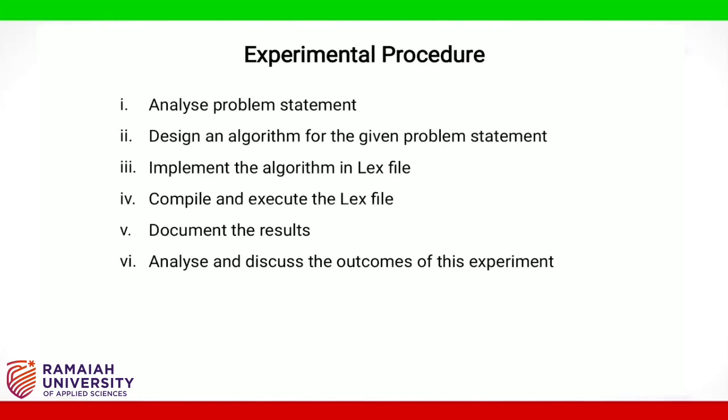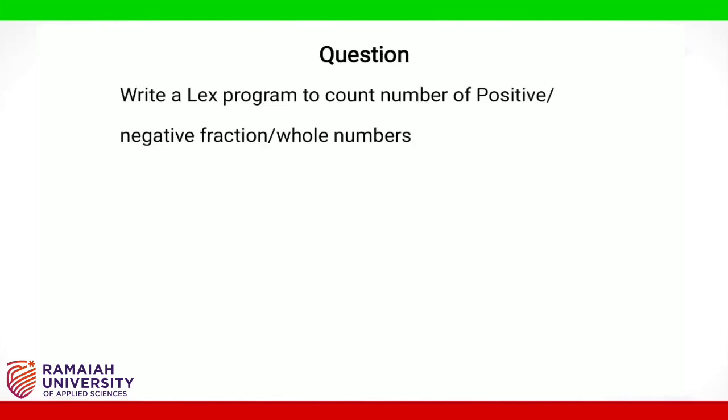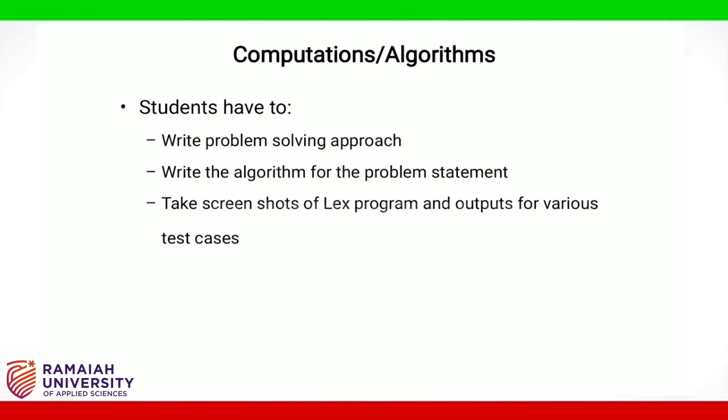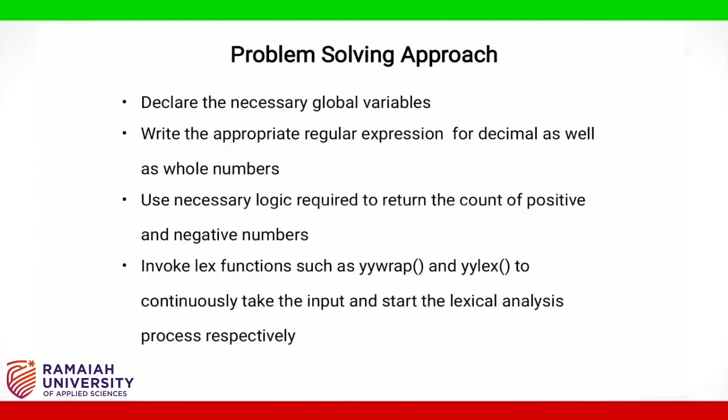Experimental procedure. Analyze the problem statement, design an algorithm for the given problem statement, implement the algorithm in LEX file, compile and execute the LEX file, document the results, analyze and discuss the outcomes of this experiment. The question is to write a LEX program to count the number of positive or negative fractions or whole numbers. Students have to write the problem-solving approach, write the algorithm for the problem statement, take screenshots of LEX program and outputs for various test cases.